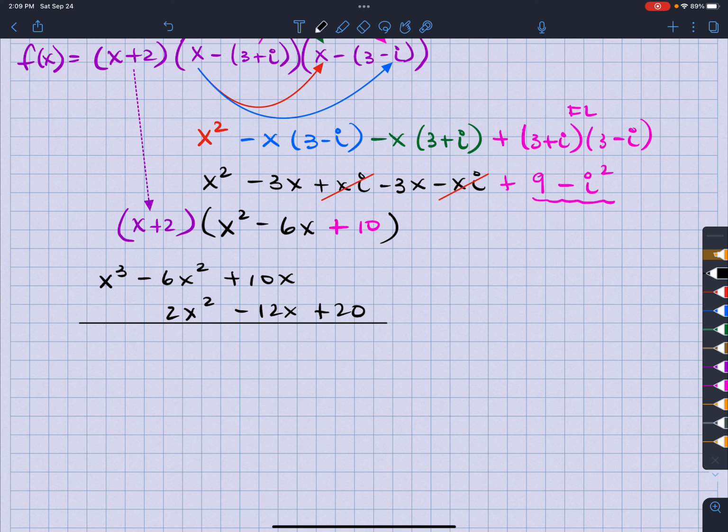So now I'm going to have f of x equal to x to the third minus 4x squared minus 2x plus 20. And that, ladies and gentlemen, is choice B. And there you go.